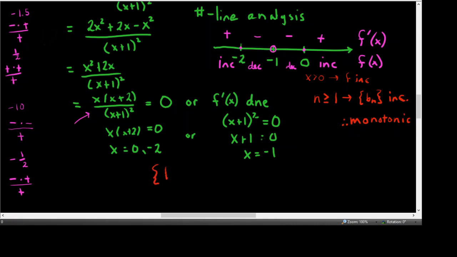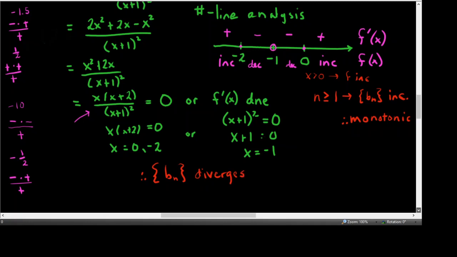Because if you look at the graph again, it doesn't head towards any particular value. So using everything that we just found, we can say, therefore, that the sequence B sub n diverges. Okay.